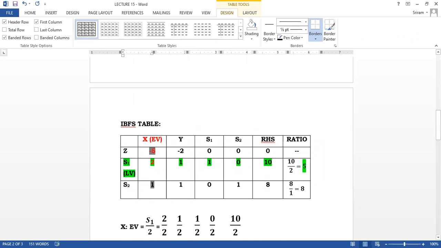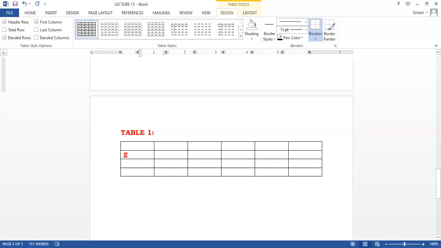What is my leaving variable? S1 is leaving, X is entering. So in place of S1, I am going to take X. And S2, I am going to keep as it is. I am not going to make any changes in S2. Column-wise, there is no change: X, Y, S1, S2, RHS. This will not change.